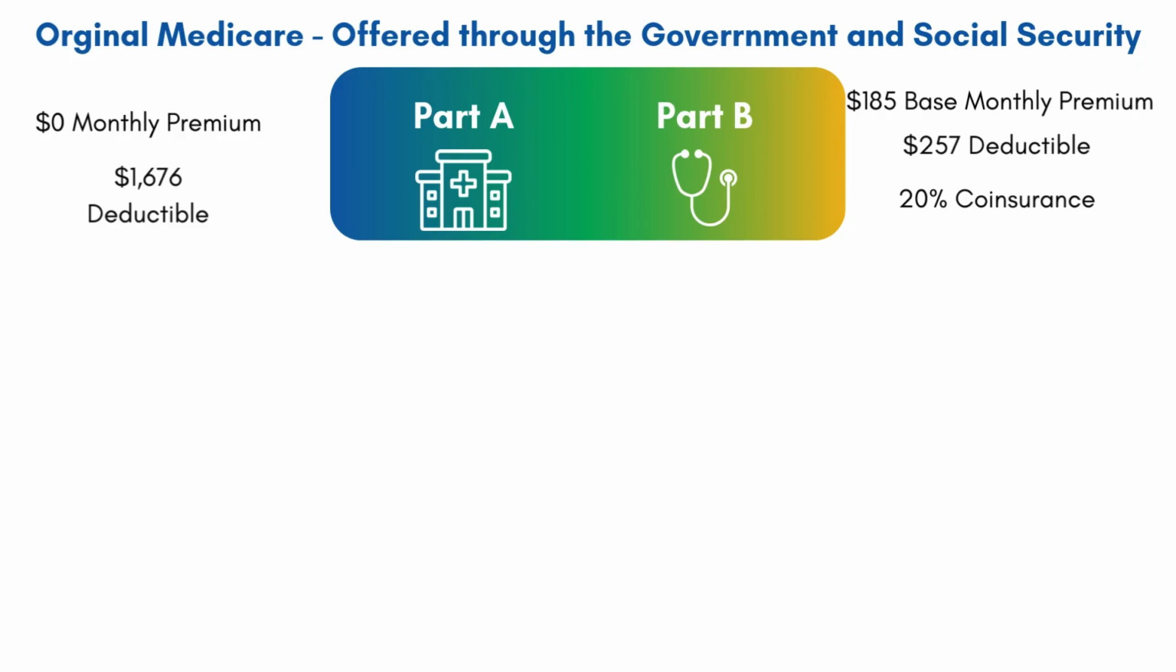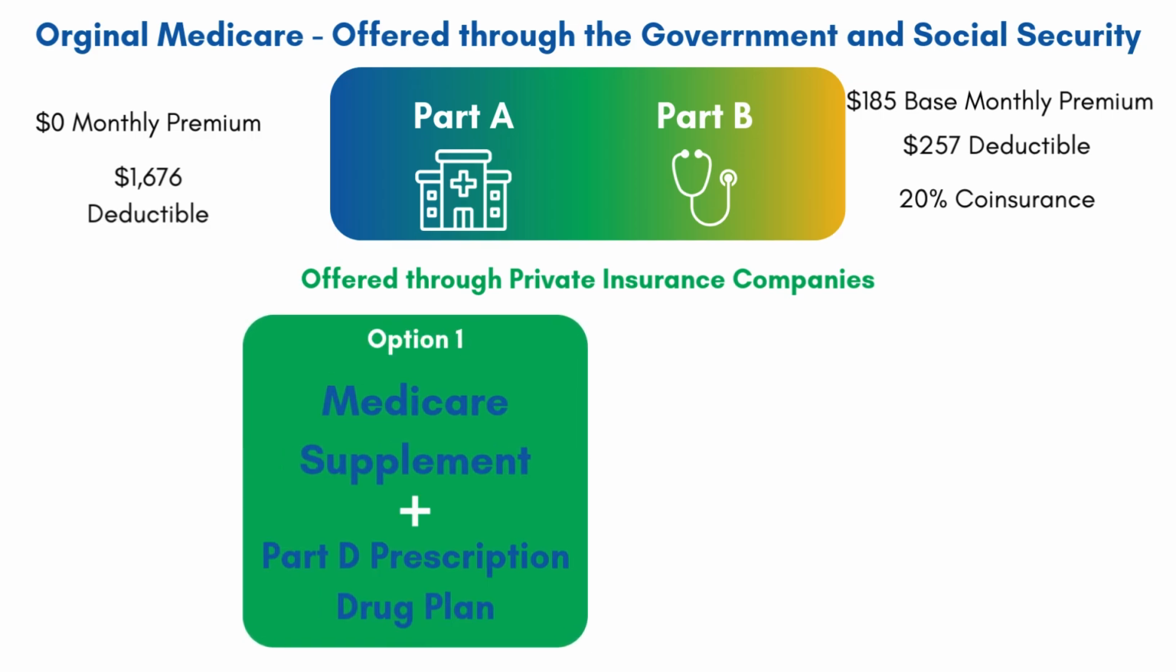That is where you come in as the agent down here at the bottom. You offer either Medicare supplements or Medicare Advantage plans through private insurance companies that can help lower and limit your client's exposure as they use the coverage. The first option is a Medicare supplement plan along with a Part D drug plan.